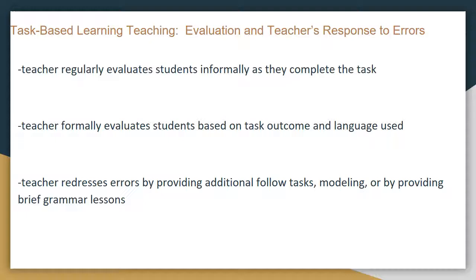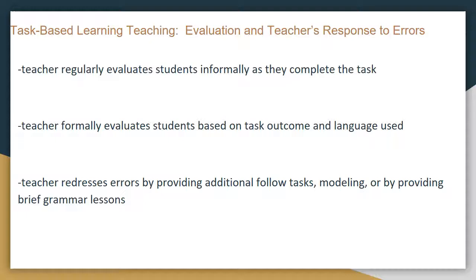The teacher begins to evaluate students informally as they're observing students complete the task with their peers. Later, teachers formally evaluate students based on the student's end product of their task outcome. And also the teacher can evaluate students based on the type of language students use when they're presenting their product to the class.